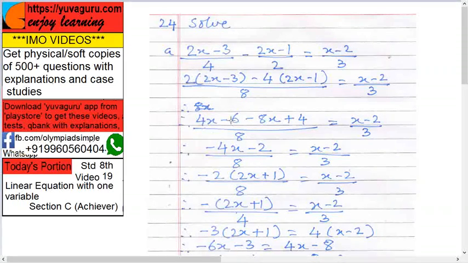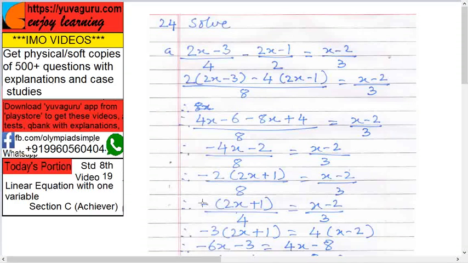So (4x minus 6 minus 8x plus 4), the whole upon 8. Solve this again: (4 minus 8)x minus 6 plus 4, minus 2 upon 8, equals (x minus 2)/3 as it is. Take 2 common from this side. Why have we taken 2 common? Because below it's 8. If you would have done it earlier, 2 into 4 by LCM, then this step would not have been required. So 2 common.